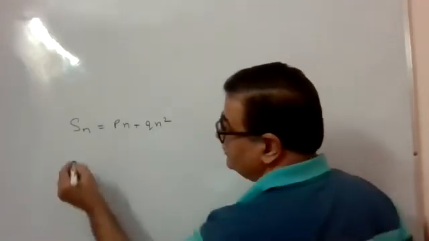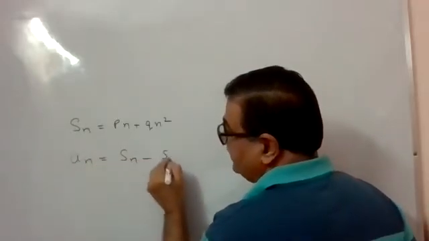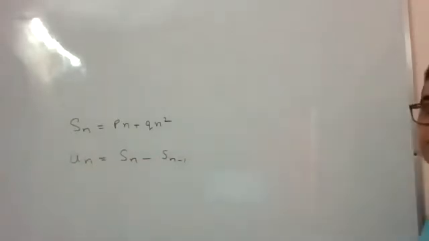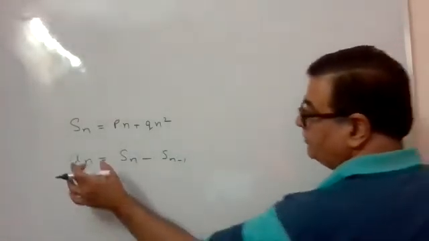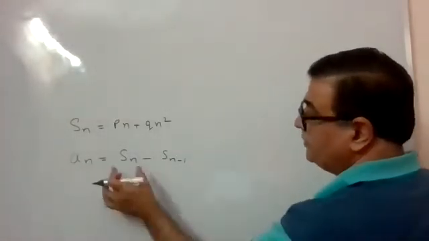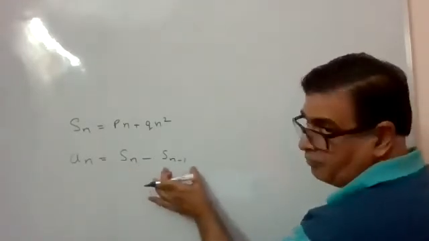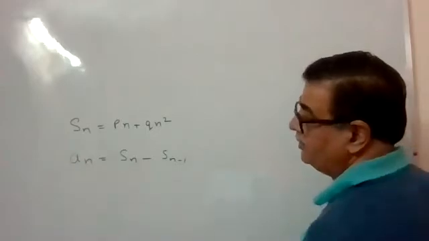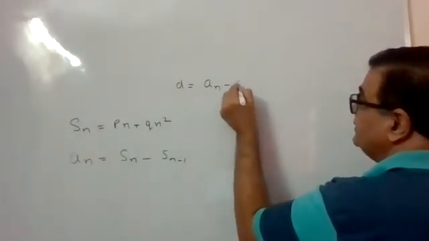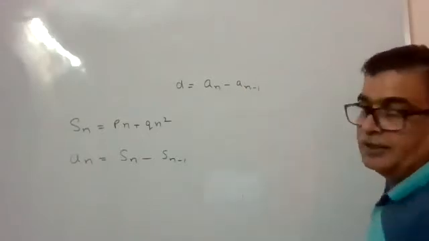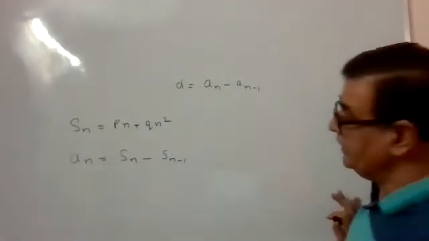Another way is just note here nth term will be sum of n terms minus sum of n minus 1 terms. This formula now you should remember, you can use it. Sum of n terms minus sum of n minus 1 terms always gives you nth term. And one result already we have done, that is D is an minus an minus 1. So I can use these two results and I can find out D.